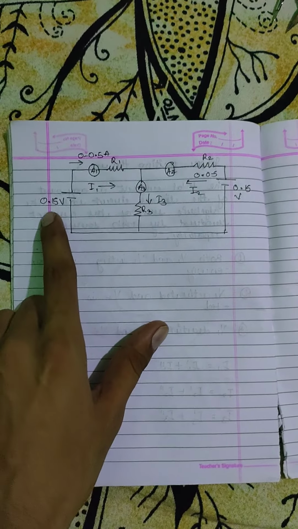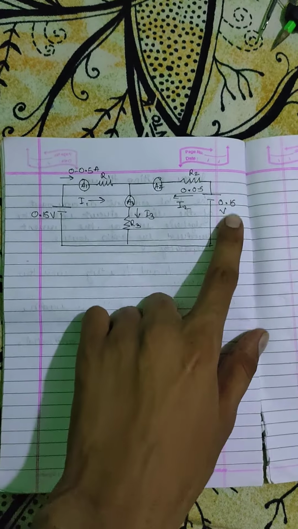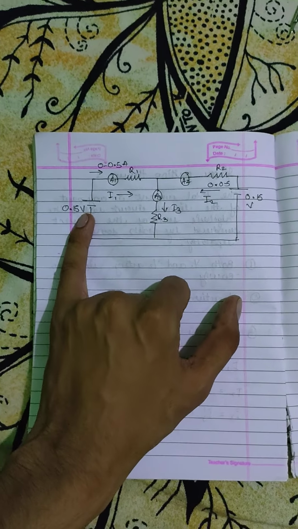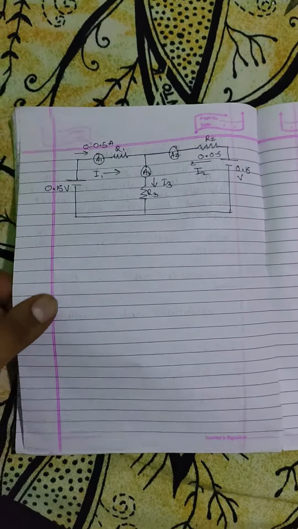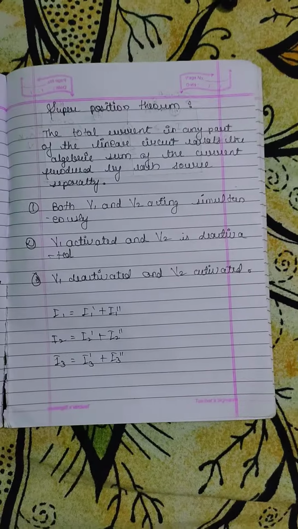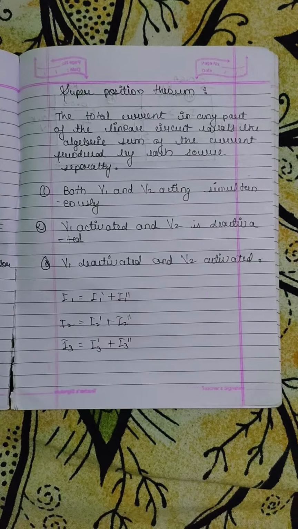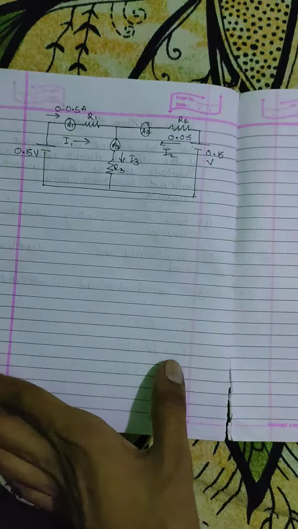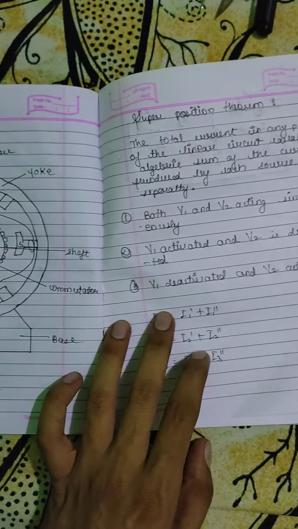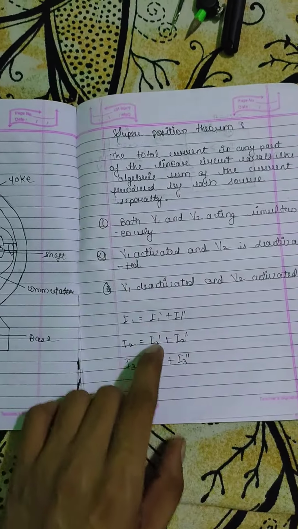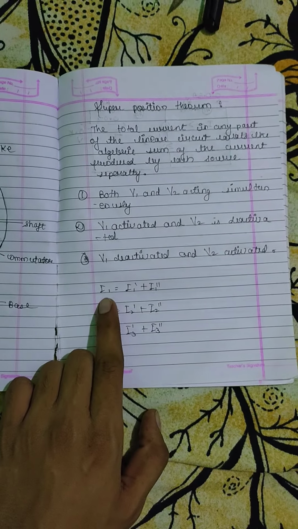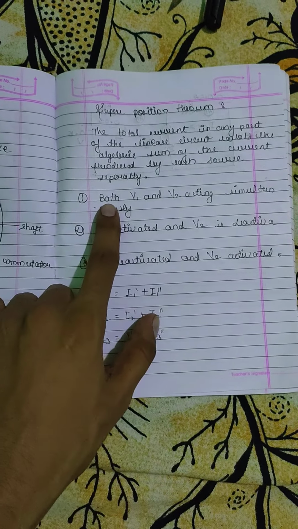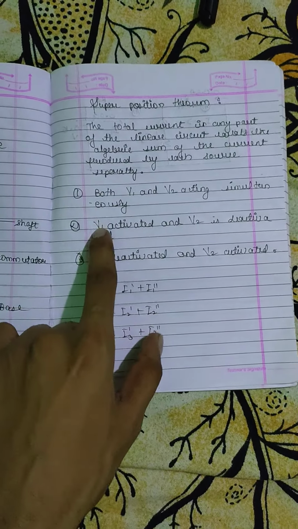Talking about the diagram, if we consider both the voltage sources, the total voltage is from the first voltage source and the second voltage source. Basically it has three conditions. The three conditions are, namely, both V1 and V2 acting simultaneously. It is the first condition, and if we follow it, we will get the following equation.